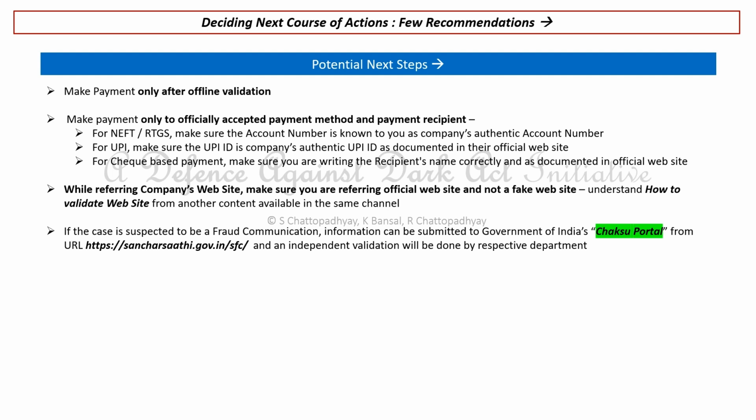And in case you're suspecting this to be a fraud communication, you should definitely submit this information to the Government of India's Chakru portal, and that would trigger an independent validation of the number which has been used to make this call, the number which has triggered this fraudulent communication, and that will be done by the respective departments.